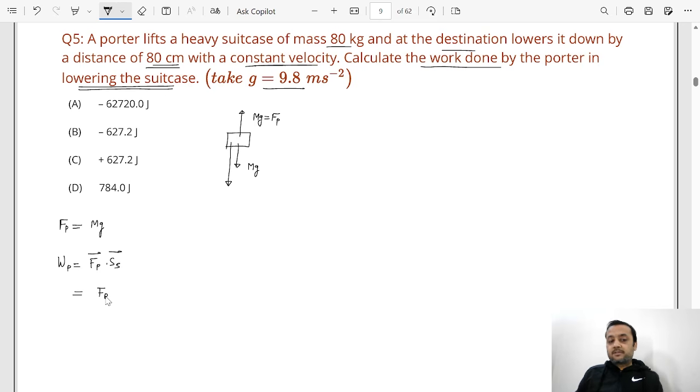So remember, this becomes force magnitude into displacement magnitude into cos of 180. Why cos of 180? Because force applied by the porter is in the upward direction and displacement is happening in the downward direction, right? So magnitude of the force is mg, displacement of the suitcase is 0.8 meters, and cos 180 we know is -1. Now mass was given as 80 kg, gravity is 9.8, and this is 0.8 with a minus sign. So if you do the calculation, this will become -627.2. I hope you would have understood.